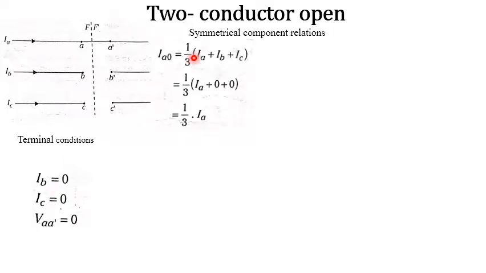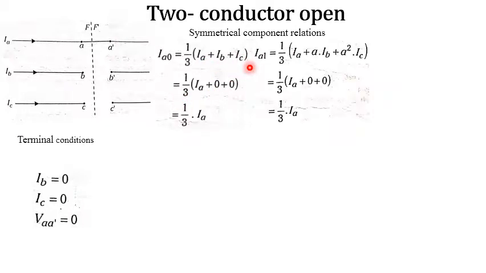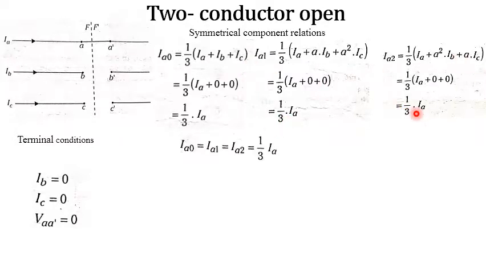We know that Ia0 is equal to 1/3 times of (Ia plus Ib plus Ic), and B plus C is already 0. Similarly, for Ia1 we get 1/3 times of Ia, and Ia2 is also 1/3 times of Ia. So from this we can write Ia0 is equal to Ia1 is equal to Ia2 is equal to 1/3 times of Ia. Already we know that there is a presence of zero, positive and negative, so VAA dash is going to be 0. Hence VAA dash0 plus VAA dash1 plus VAA dash2 is equal to 0.